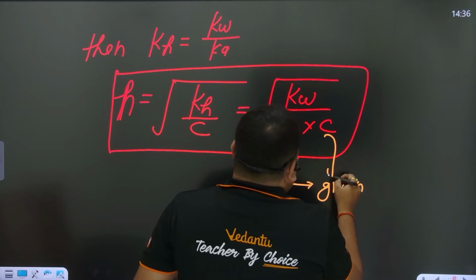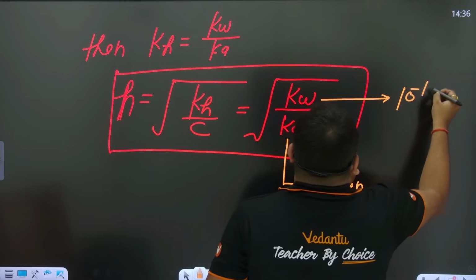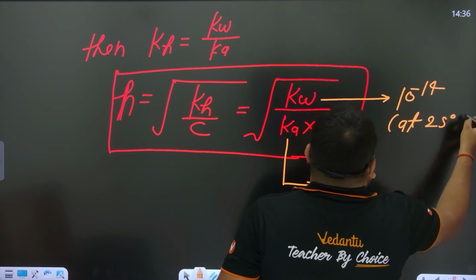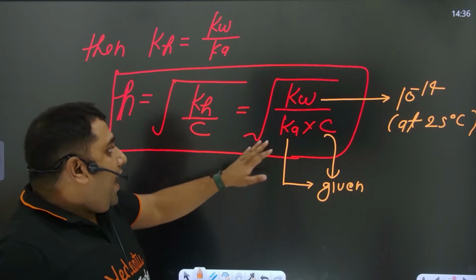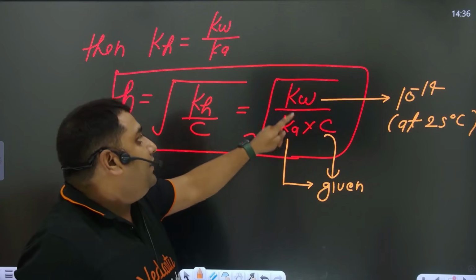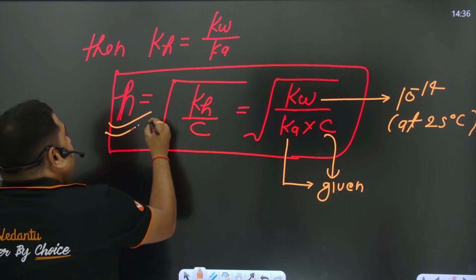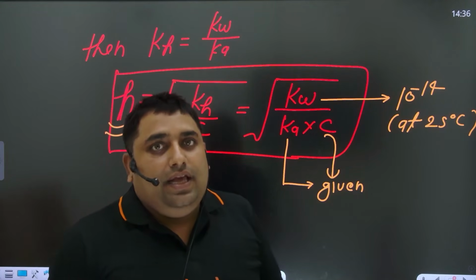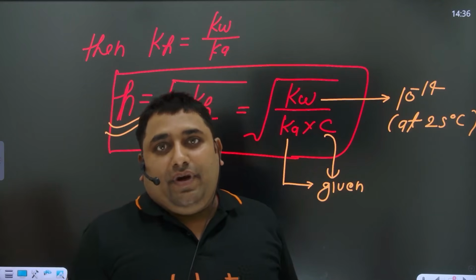This is also given, and this is also known. And this is equal to what? 10 to the power minus 14 at 25 degrees Celsius, so it is an already known value. Now you have the value of Ka, C and Kw, so you are able to calculate the degree of hydrolysis. If you are able to calculate the degree of hydrolysis, then you are able to calculate the concentration of OH minus ion.